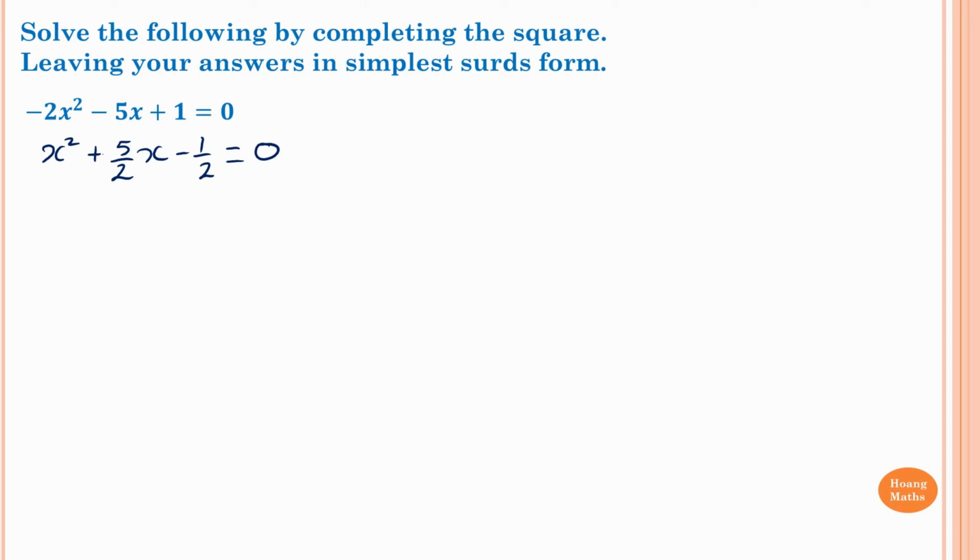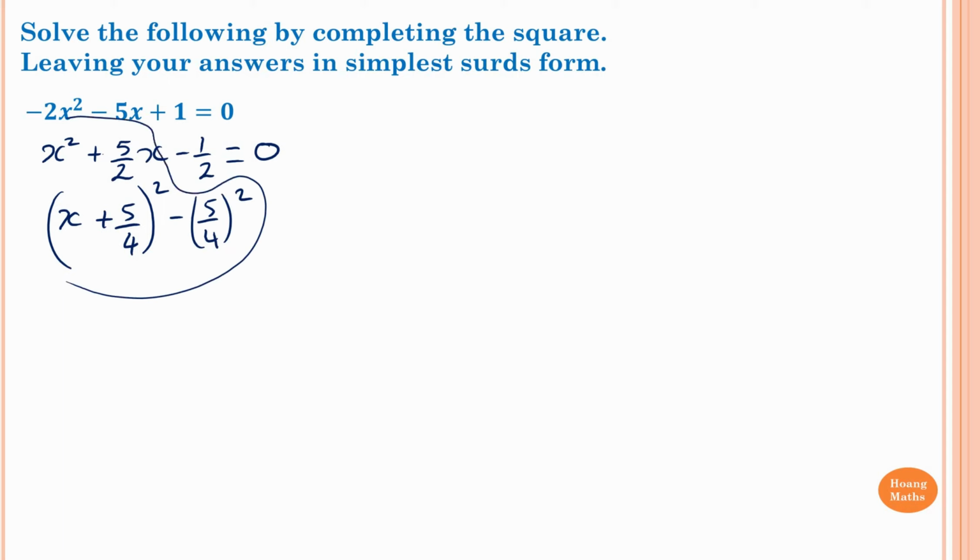So now we need to halve the coefficient of x. Because it's 5 over 2, half of 5 over 2 is 5 over 4. So this means that x plus 5 over 4 all squared. Now if you expand this out, it will give me up to here with the 5 over 4 all squared, so we minus it out.